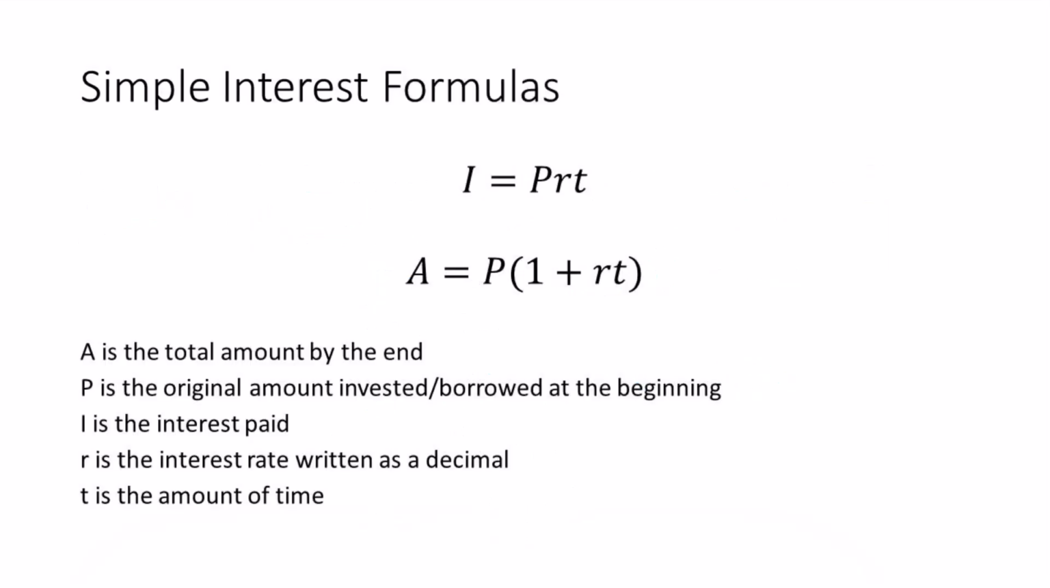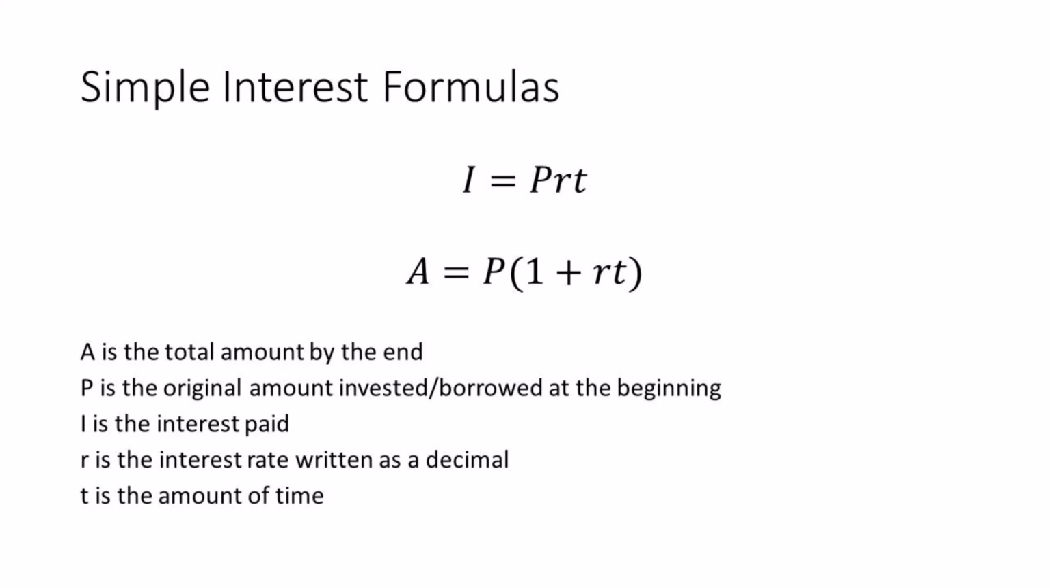So the simple interest formulas, you have 2 of them, and the one you decide to use depends on whether or not you have the interest or if you have the ending amount. So as you're reading through the problems in this unit, you're going to pay attention to which variables you're given. There's A, which is the total amount. P is the original amount. I is the interest that you end up paying. R is the interest rate. And T is the amount of time.